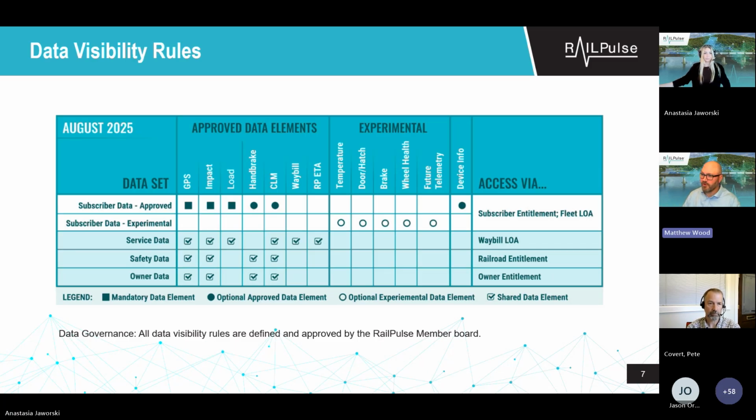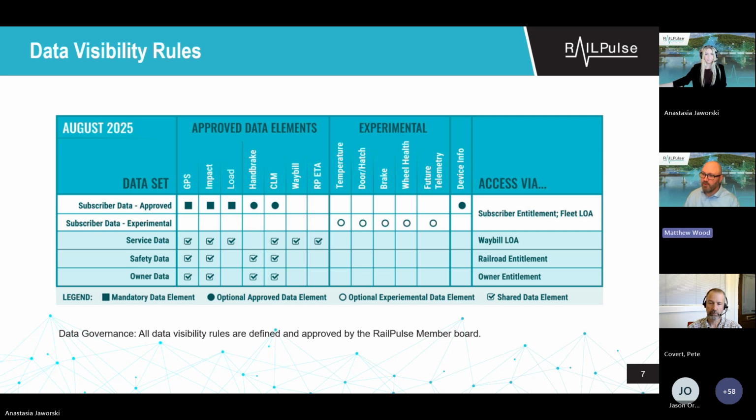Once you go past the subscriber data, we have 3 other sets that we'll go over really quickly. Service data. So a subset of the data elements for promoting service within the industry are approved to be shared by 2 parties on the waybill. So you can set up a waybill LOA with RailPulse. If you then are a party to the waybill, you're the shipper or consignee, then you would have access to the service data, GPS, impact, load, for the duration of that waybill.